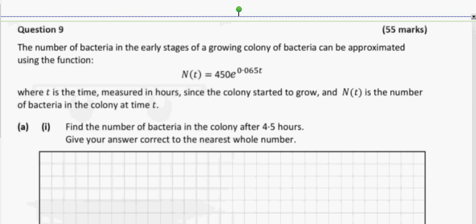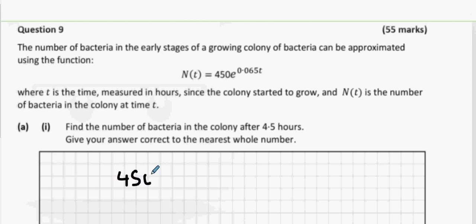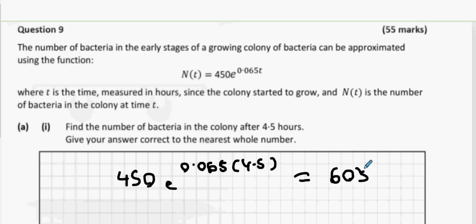Alright. Well, look, that one's a no-brainer, isn't it? Just replace t with 4.5 and use your calculator. So you go 450 e to the power of 0.065 multiplied by 4.5, and what's the answer going to be? 603. Is that alright? Okay, awesome.